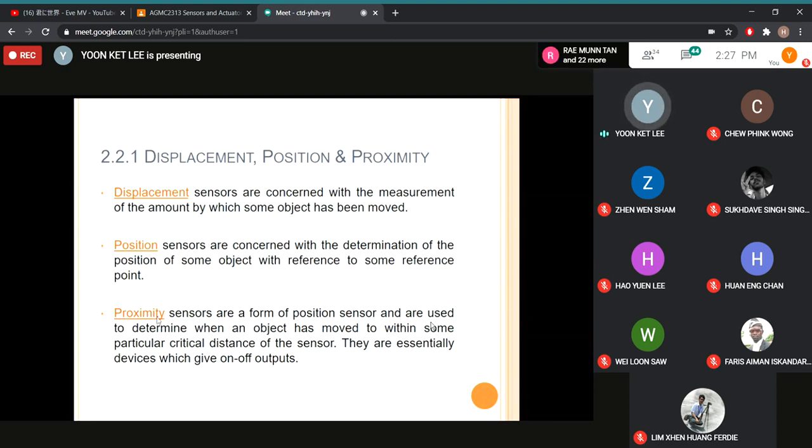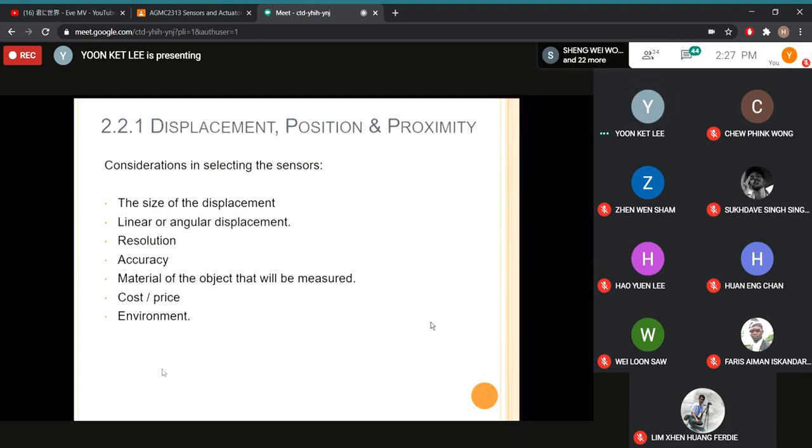We use the proximity sensor to detect whether the object reaches your position or not. So, when we do the sensor selection, what do we need to consider? The size of the displacement, which means you need to consider the range. How far? Linear or angular displacement? Resolution, accuracy, and what type of material or object is being measured.